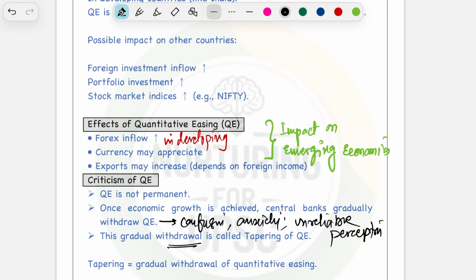So the withdrawal of the asset buying program itself becomes a cause of concern, which happened in 2013, called the taper tantrums, where the withdrawal of the US Fed from the asset buying program was often questioned by economists across the globe for its uncertainty, confusion, and unreliability, and so on. So this withdrawal, also called tapering of quantitative easing, and the taper tantrums associated with it, is the most significant and major drawback associated with it.